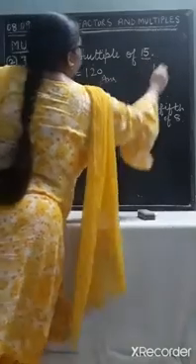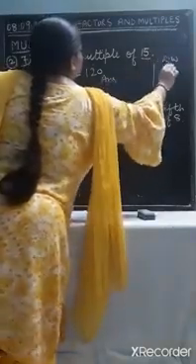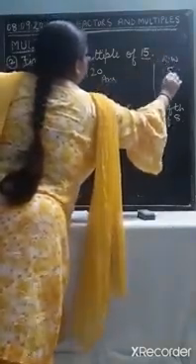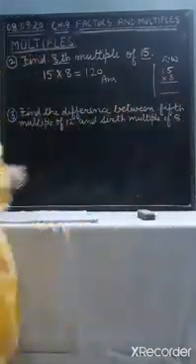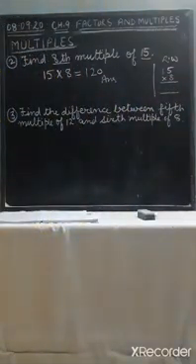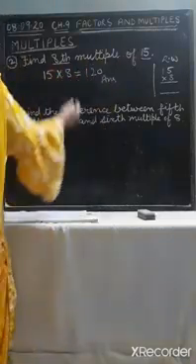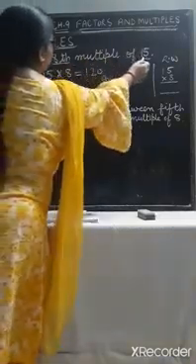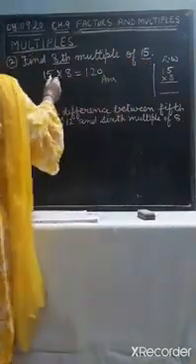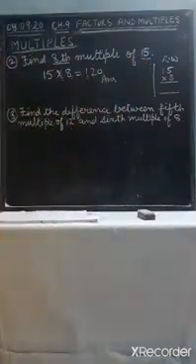You can show the rough work here. If the number is bigger, you can show the multiplication in rough work. Is this clear? How to find out any multiple of any number? For the 8th multiple of 15, we will multiply 15 by 8 and we get the answer.